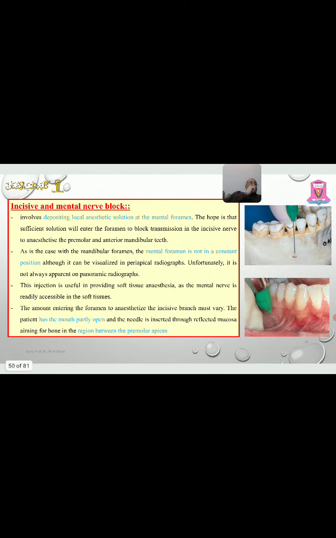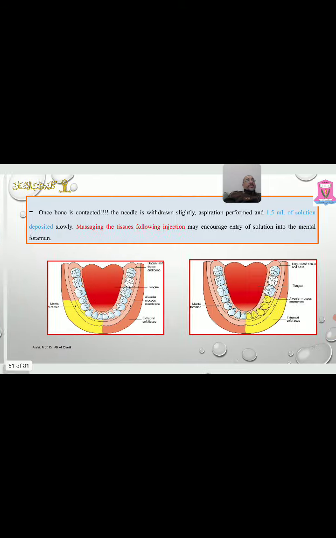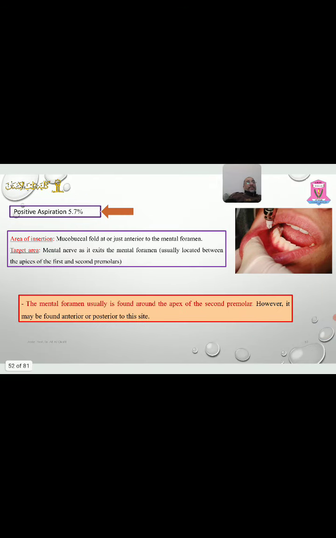This is the aim of the mental nerve block, and for the incisive nerve block as well, your goal is to reach the mental foramen or the bone surrounding the mental foramen. Therefore you have to contact the bone. The goal is to deposit the solution, and this solution will enter through this foramen, so you get a block of the mental nerve plus the incisive nerve.